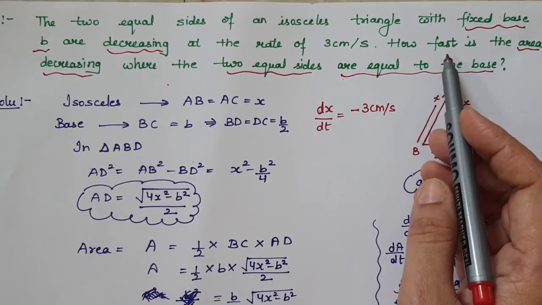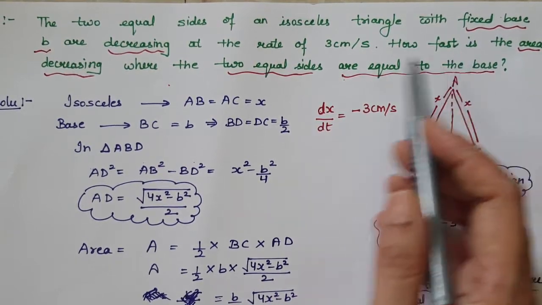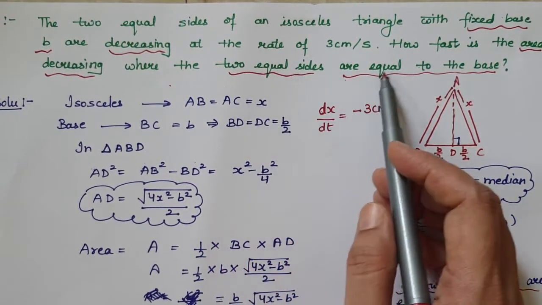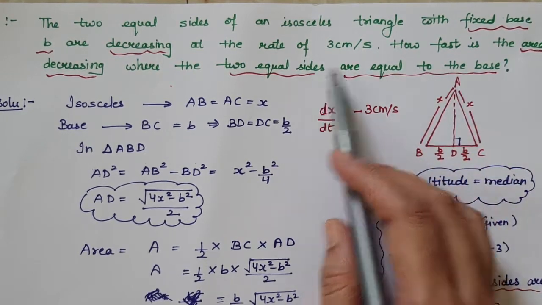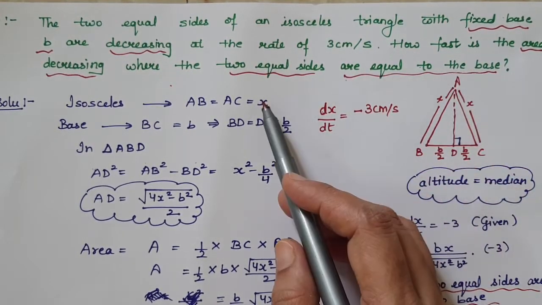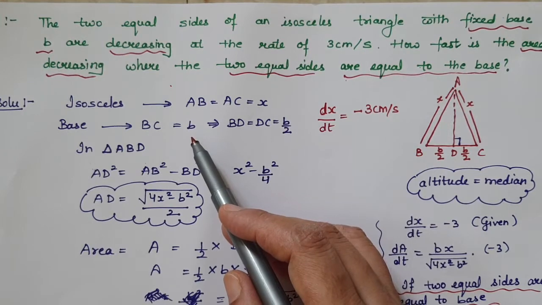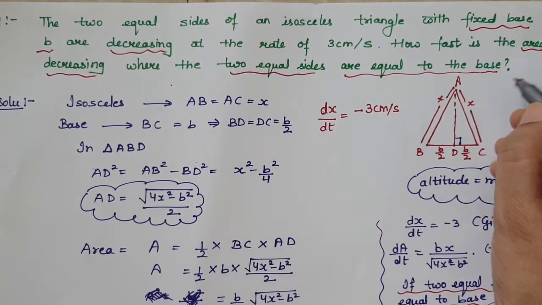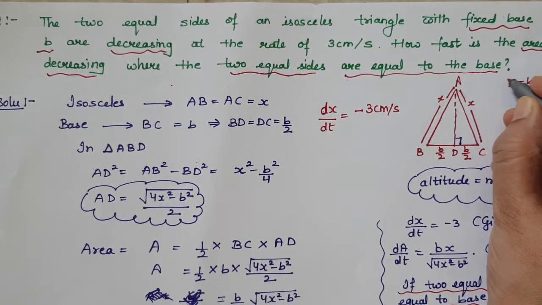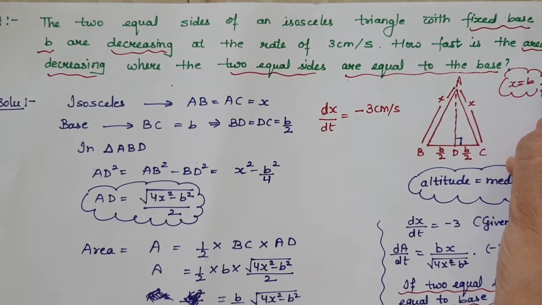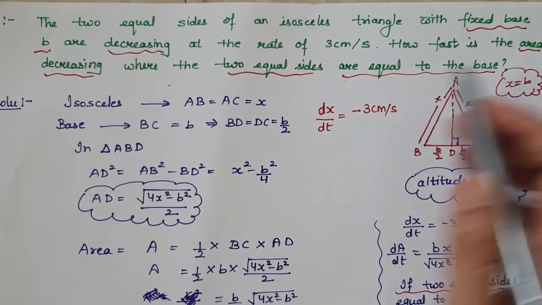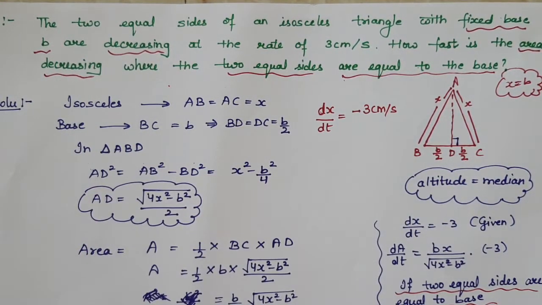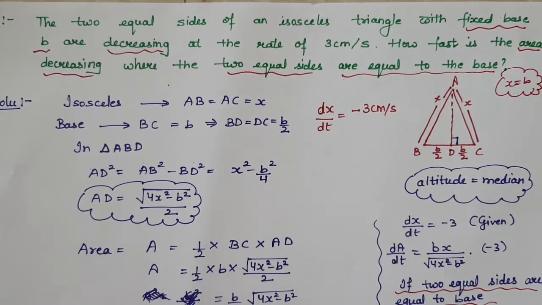So dA by dt, you have to find where the two sides are equal to the base. Sides are equal to base means x is equal to base b. The condition that we are taking is at x equal to b, the decrease in the area is what I have to find. So this question is first of all based upon your rate of measure, right? So let us try to do this question.